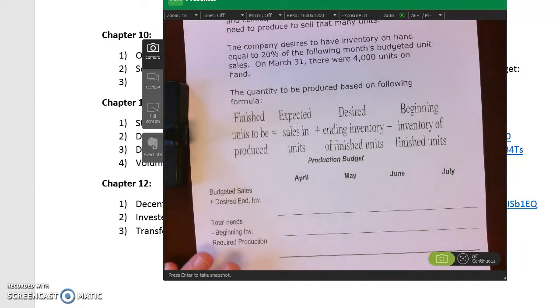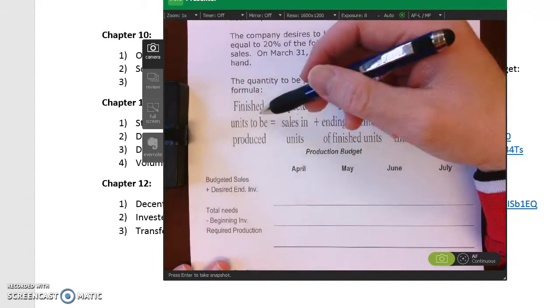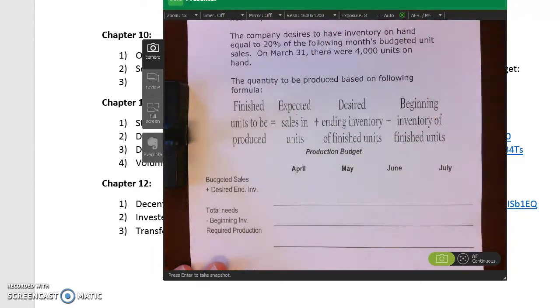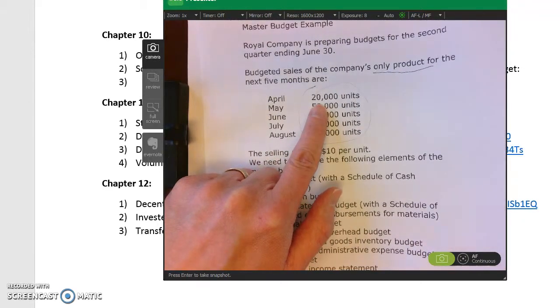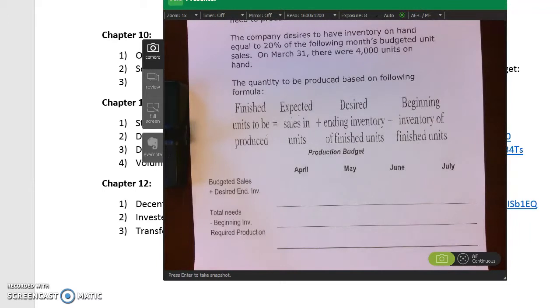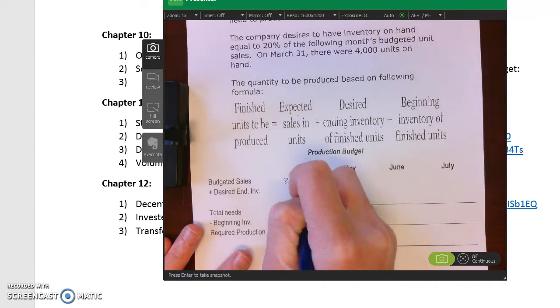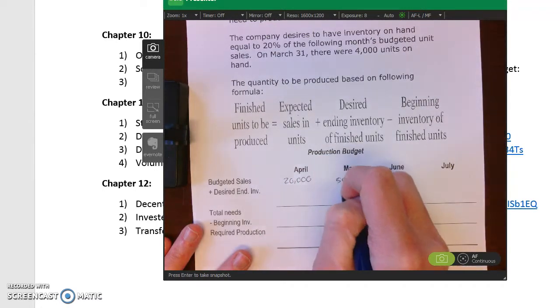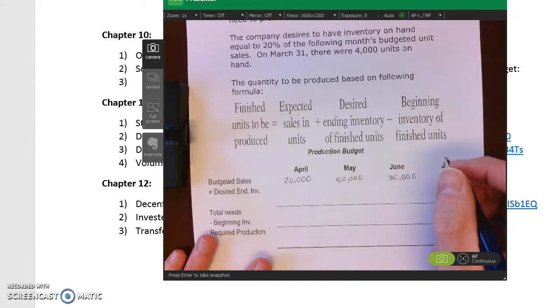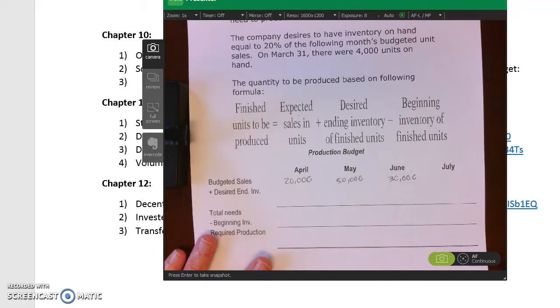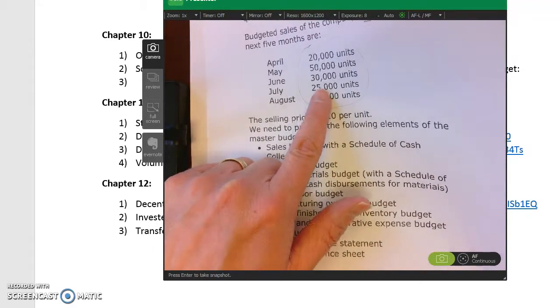We're going to take that exact same line of reasoning and apply it to this situation over here with our master budget, okay? So we look back over, we say budgeted sales in April. The whole production budget is in units. We're going to sell 20,000 units in April, 50,000 in May, 30,000 in June, and then July. We need July over here. We think we're going to do the 25,000.